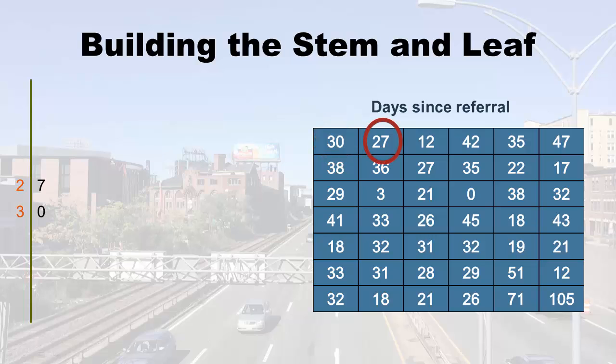Here's the next number. Now, I put the 2 above the 3 because it's like right before it. And you can kind of imagine we're going to walk down like 2, 3, 4, 5, 6. And then I put the 7 on the right side to start the 2 leaf.